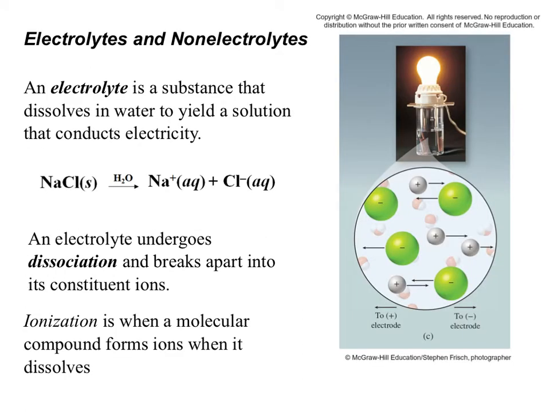Electrolytes and non-electrolytes. An electrolyte is a substance that dissolves in water to yield a solution that conducts electricity. An electrolyte undergoes dissociation and breaks apart into its constituent ions. For example, sodium chloride, when dissolved in water, will form sodium ions and chloride ions. Note that it is these ions that allow for the conduction of electricity. When a molecular compound with no charge forms ions when it dissolves, this is referred to as ionization.